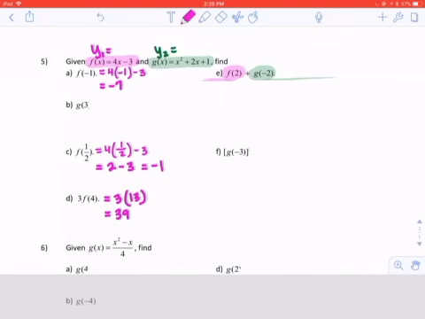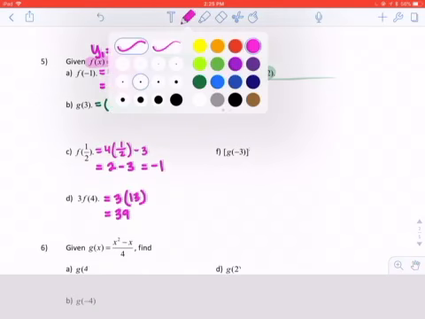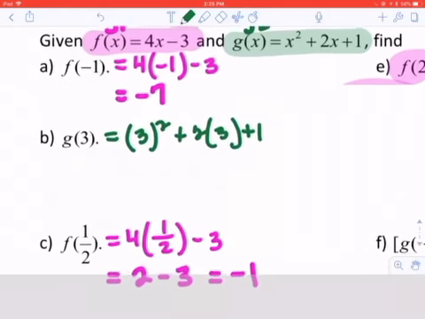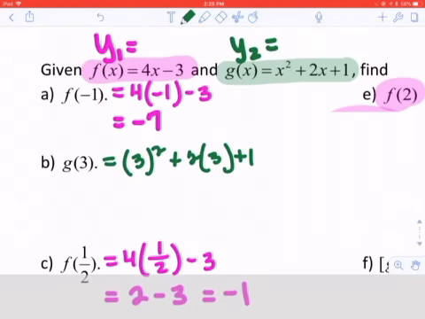All right, let's move on to our g function, which we're going to look at the y2 column for. So g of 3, if you were to work it out, would be 3 squared plus 2 times 3 plus 1. But if you just look at where x is 3 and look over to y2, what you should see is 16.